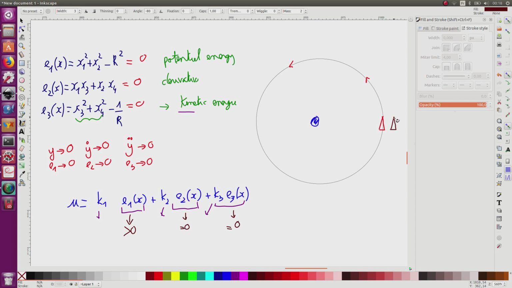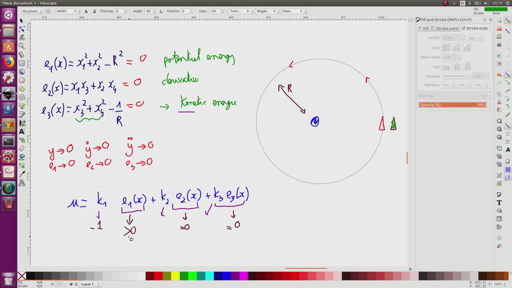So what I should do is decrease the energy of the system to move toward the wanted circle, the circle of radius r. So for this situation, to reduce and to slow down, I have to take k1 negative, for instance, k1 equal to -1.